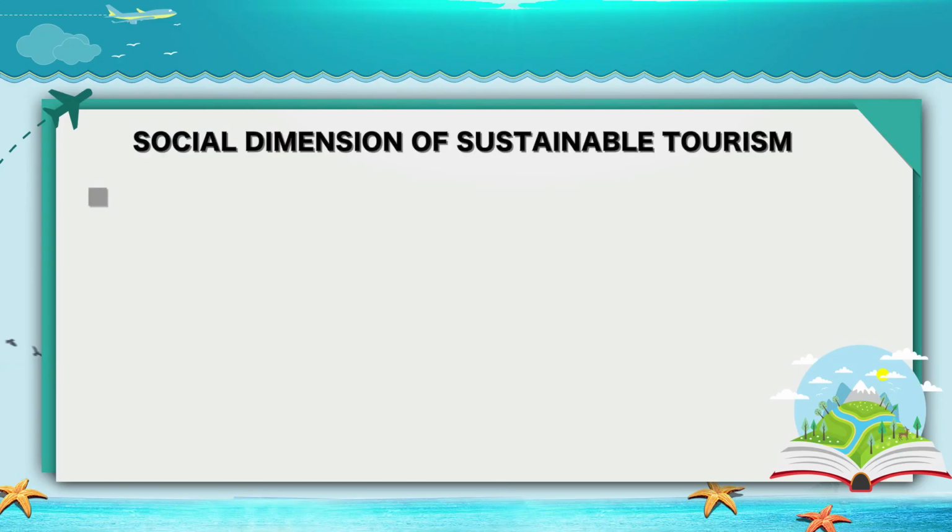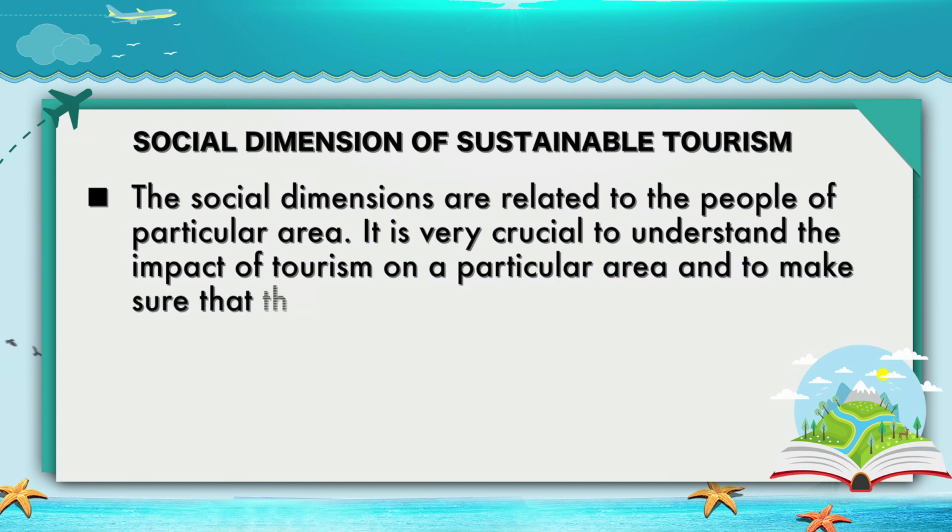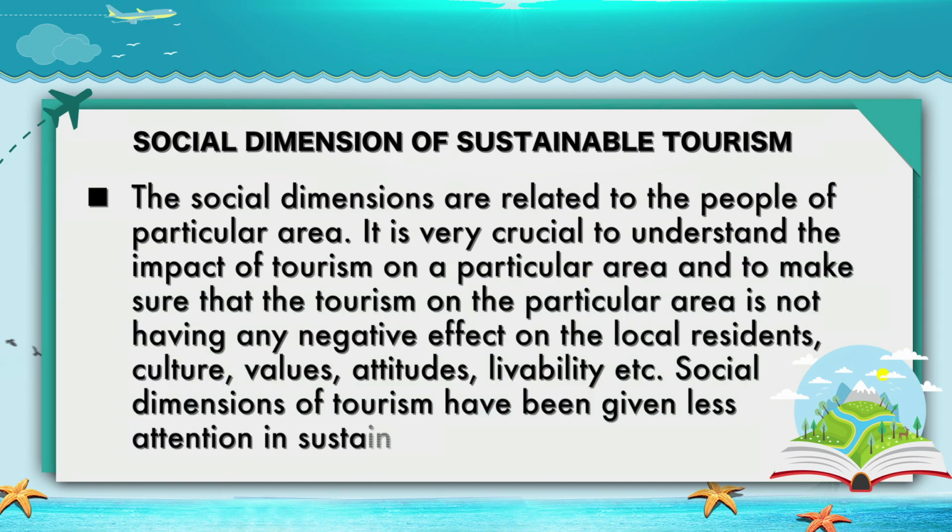Social dimension of sustainable tourism is related to the people of a particular area. It is very crucial to understand the impact of tourism on a particular area and to make sure that tourism in the area is not having any negative impact on the local residents, cultures, values, attitudes, liability, etc.